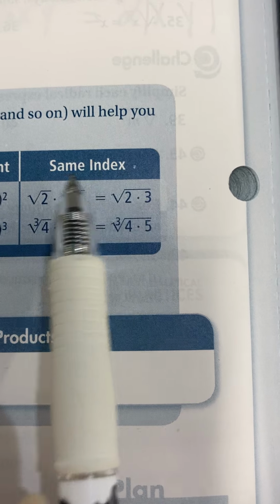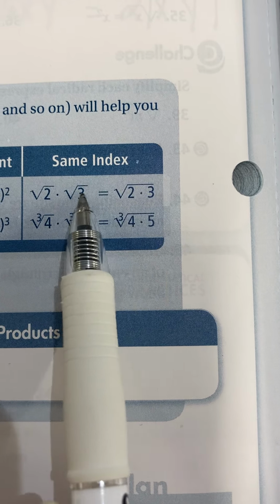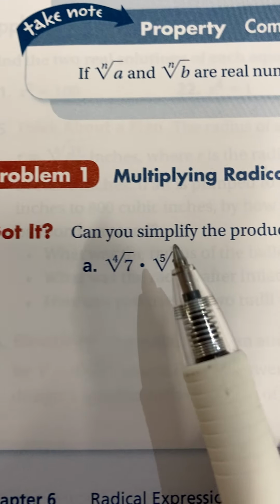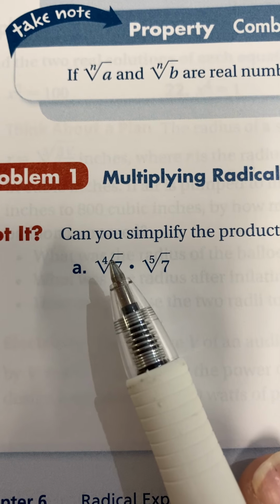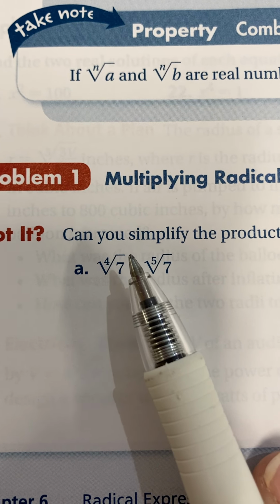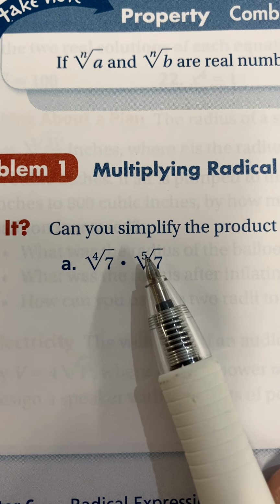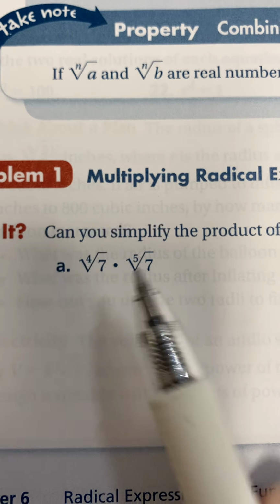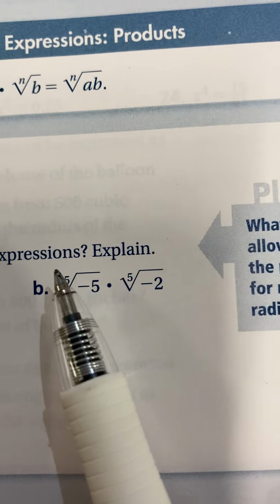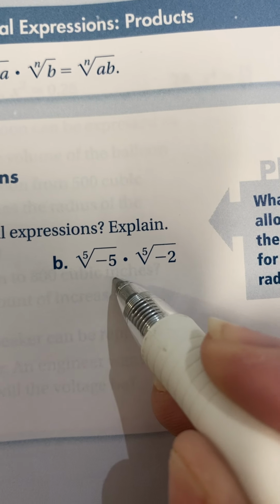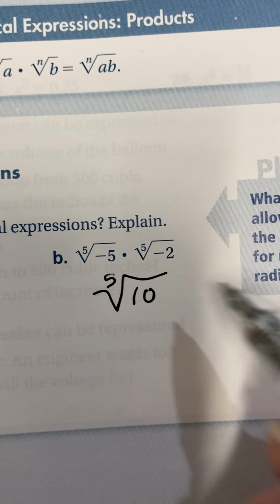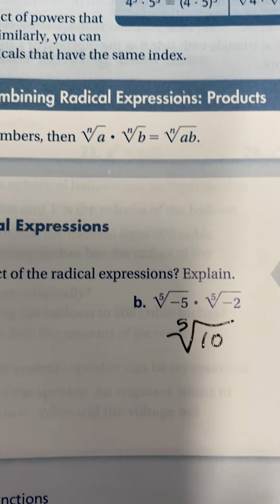And the same is true with your index. If these are both squares, you can multiply what's underneath. These are both cubes, so you can multiply underneath. All right, and that's kind of what it's saying right here. So when I come down here, they ask if you can simplify this. No, you cannot simplify this one because you have an index of 4 and an index of 5. You cannot put those together because your indexes are different. But here you have indexes of 5, so you may go ahead and multiply your radicands, which is going to give you to the 10th power, or the 10th.